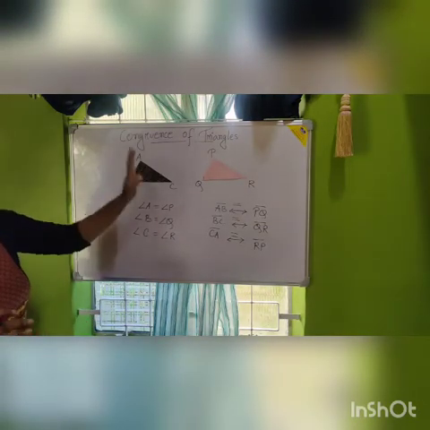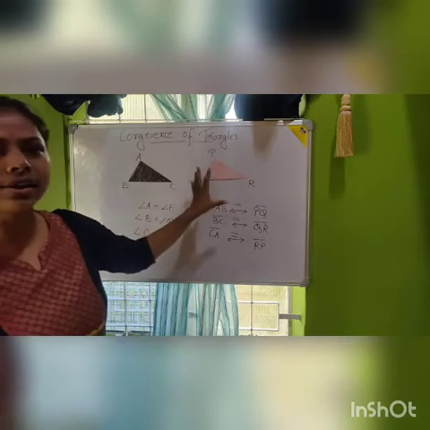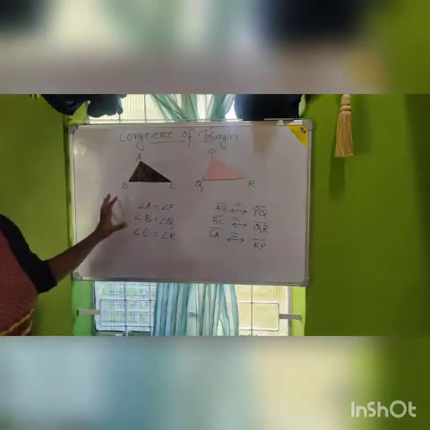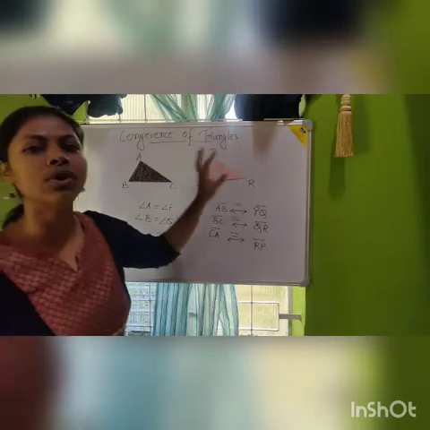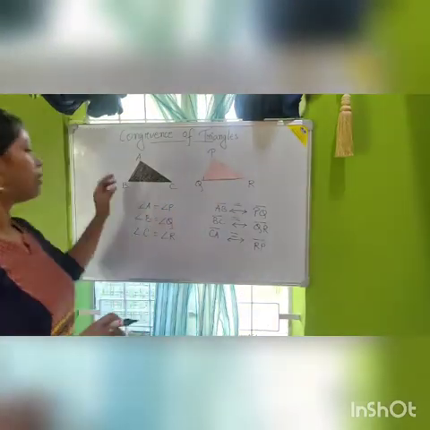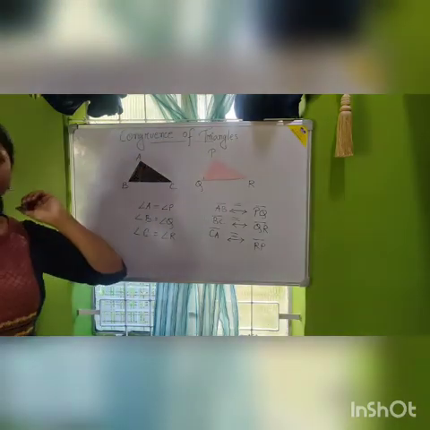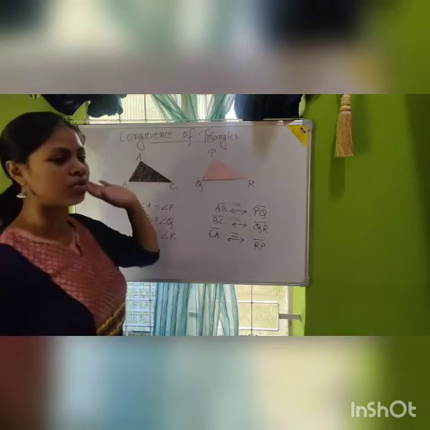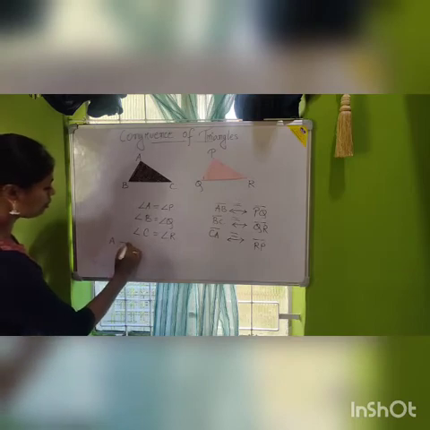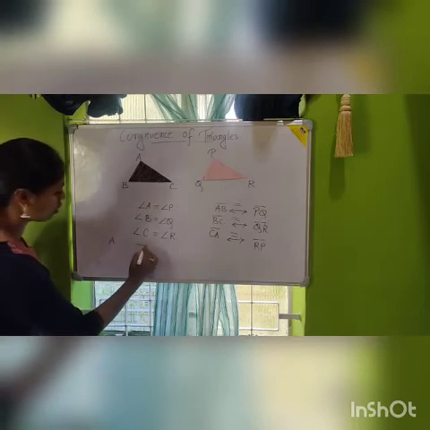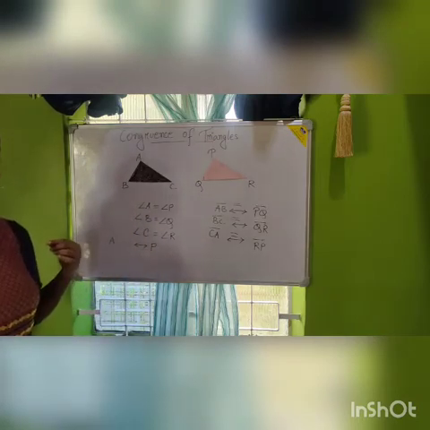Now, what is the pattern of congruence of triangle ABC to triangle PQR? To find the pattern of congruence, we have to find which vertex superimposes over which vertex of the other triangle. Since angle A is directly superimposed over angle P, we can say that vertex A of triangle ABC is superimposed to P.